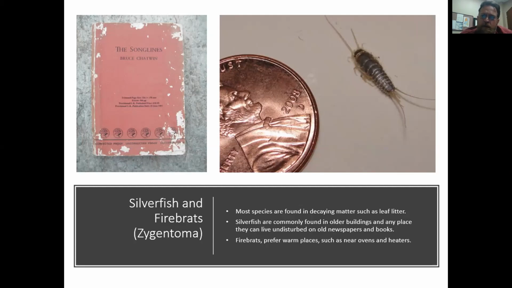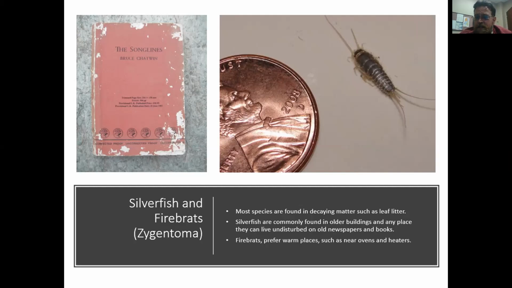Silverfish are probably what we're more likely to encounter out in the wild. They tend to feed on decaying matter and leaf litter. We can always tell silverfish. They have that kind of flattened appearance. They are really soft-bodied, don't have any wings, and they have those two projections that come off the end of the abdomen there. And we do tend to find them in older buildings, any places where they can live undisturbed.